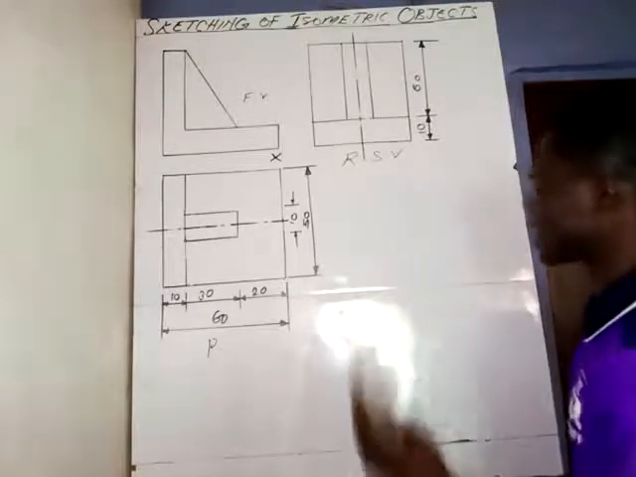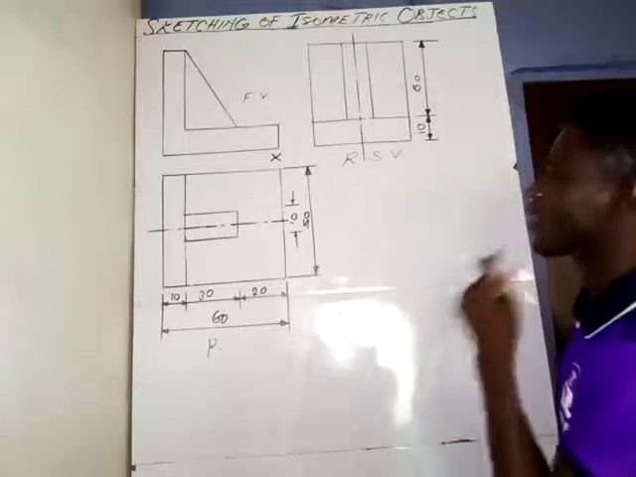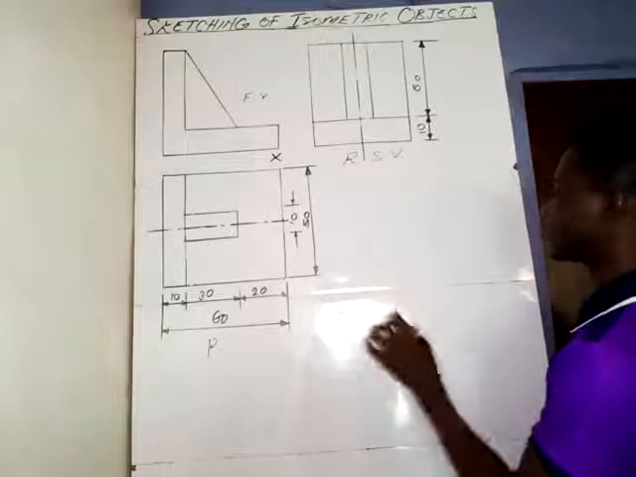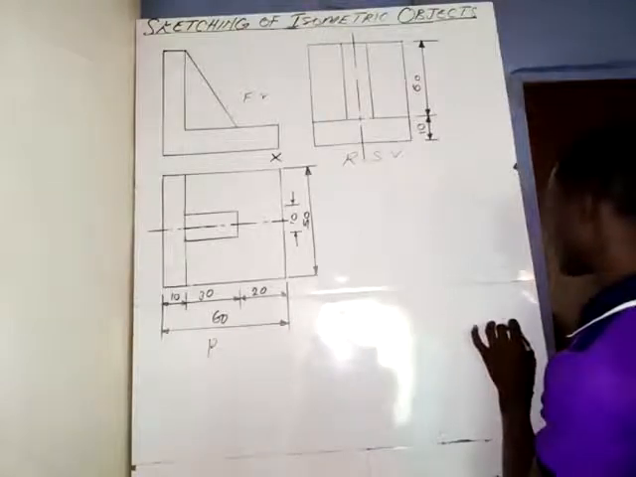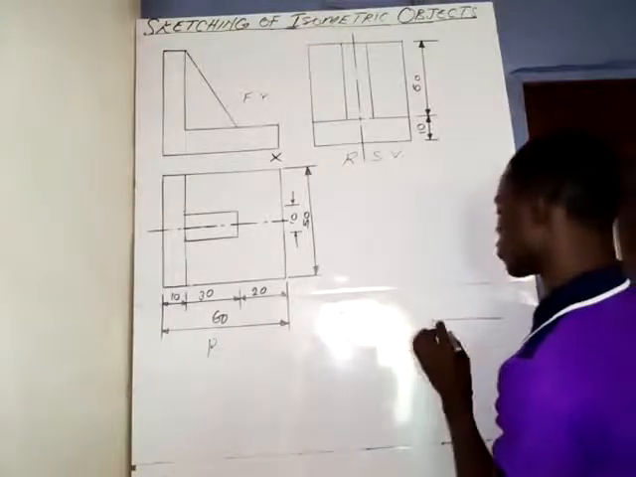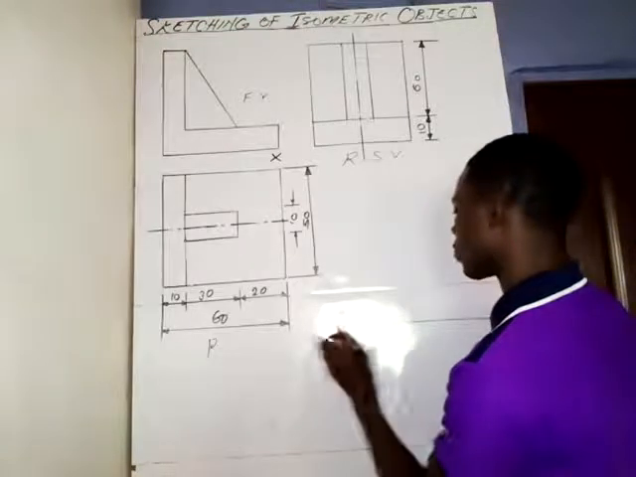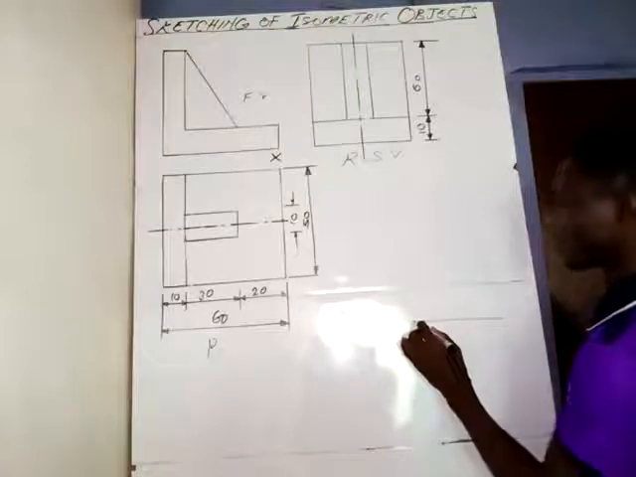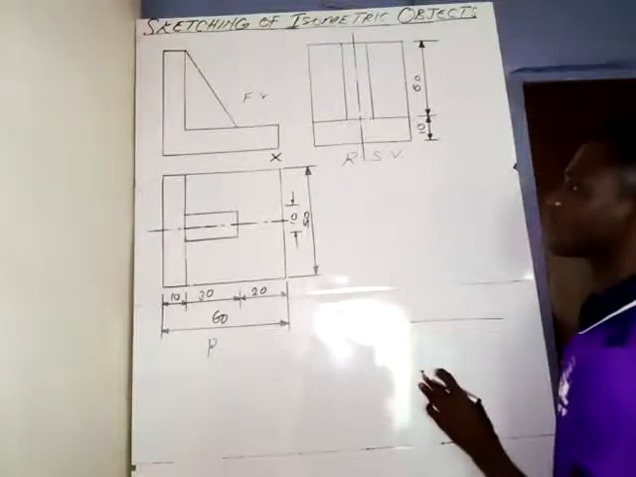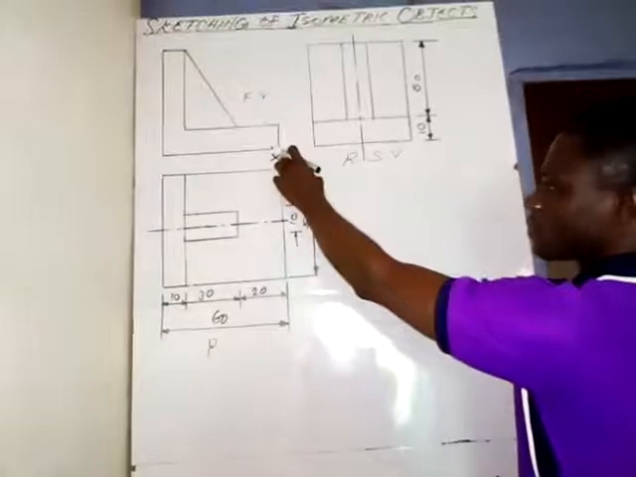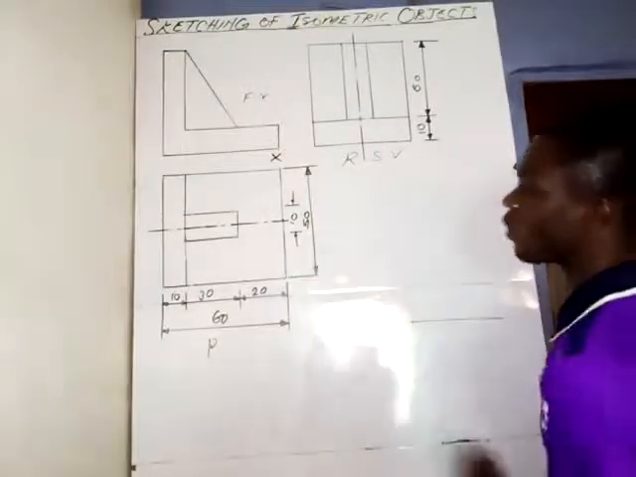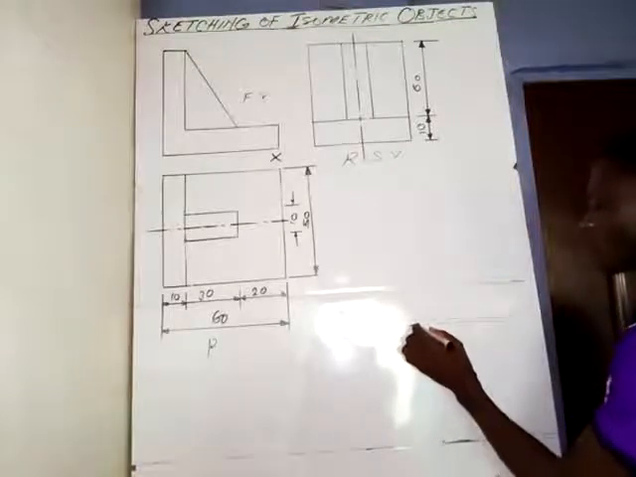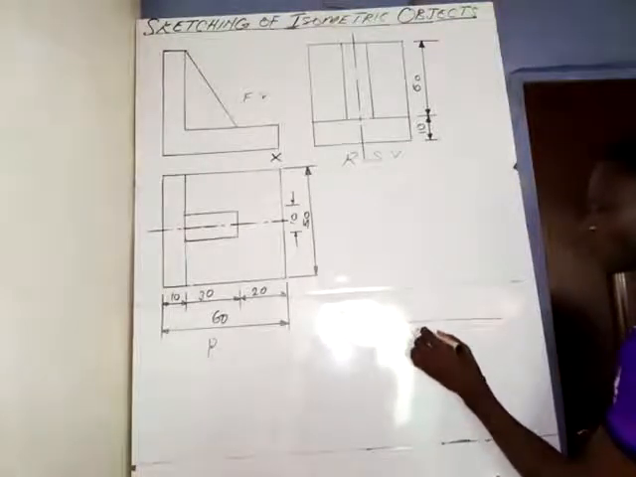As I said in the previous example on sketching of isometric objects, you need to draw the principal projection plane as a horizontal line. We are sketching, so we are not making use of a ruler. Then put a dot here. This is the lowest point. Whenever the lowest point is mentioned, it is the place where you put the dot, and then I'm going to put X here.